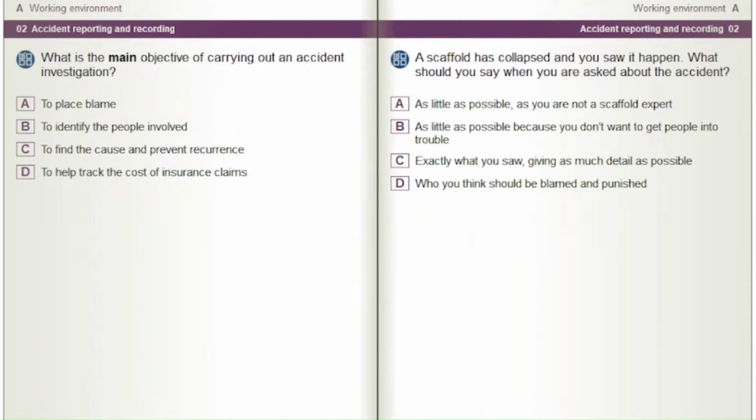What is the main objective of carrying out an accident investigation? To place blame. To identify the people involved. To find the cause and prevent reoccurrence. To help track the cost of insurance claims.